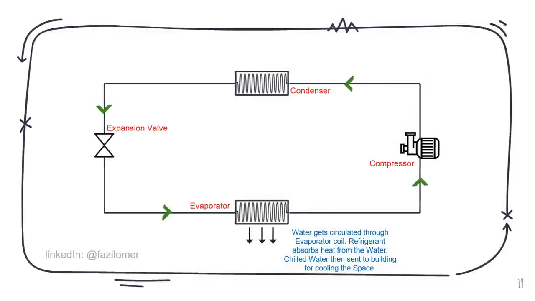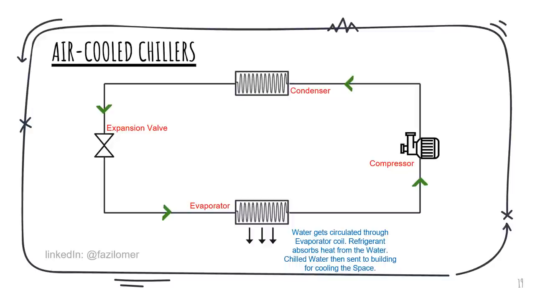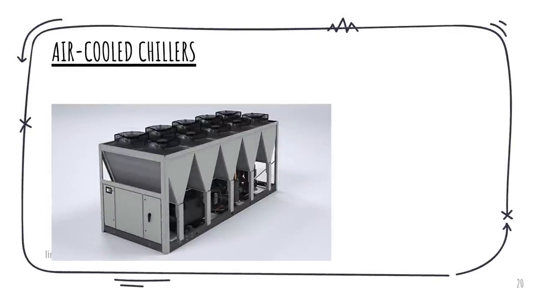As discussed in the previous slides, the refrigerant in the chiller condenser is either cooled by atmospheric air or cold water from the cooling tower. In an air-cooled chiller, refrigerant in the condenser is cooled by atmospheric air with the aid of fans. The picture below shows various components of an air-cooled chiller.